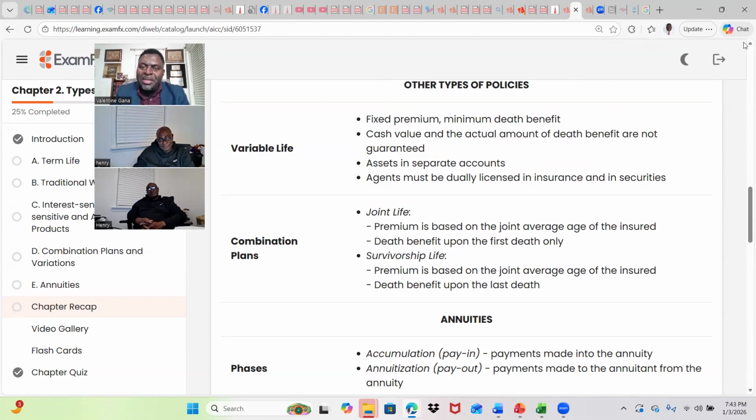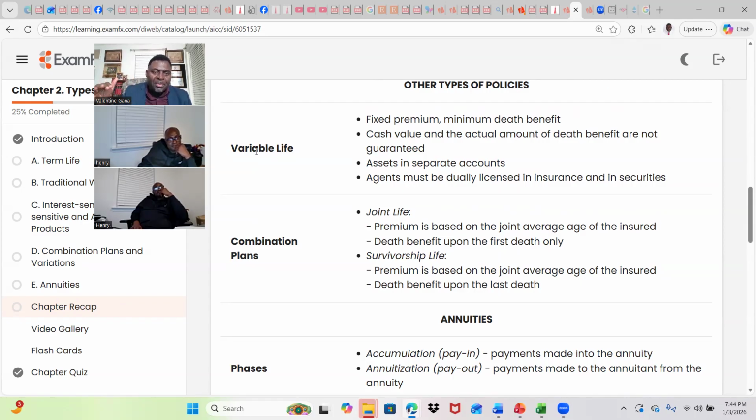So other types of policies here, we have what we call variable life. For variable life, you pay your premium. Part of your premium covers your death benefit. Part of your premium goes as a variable investment, which means they don't put it in any index account. They buy stocks in the stock market in your policy. That is very risky. We don't do that.